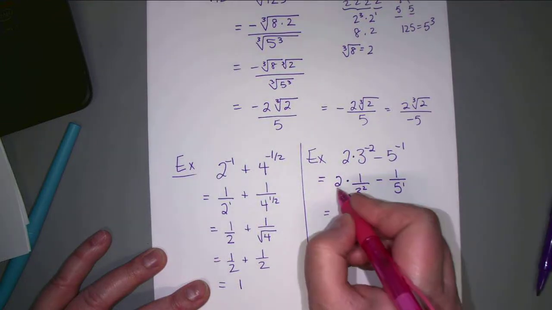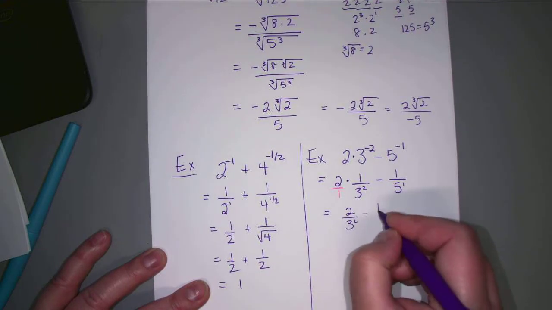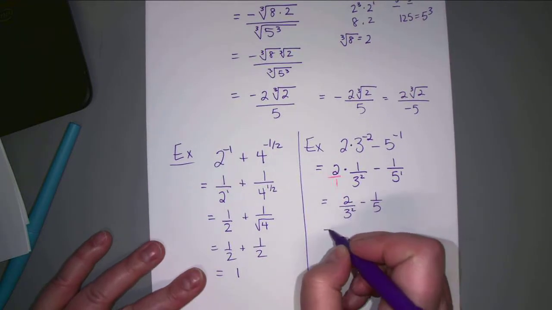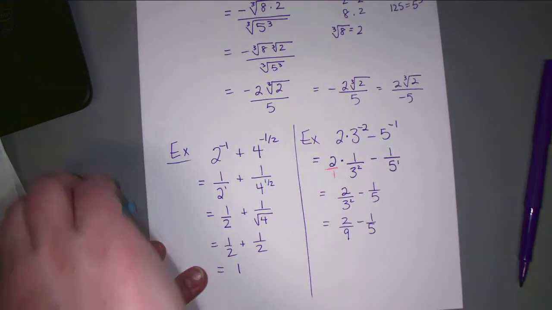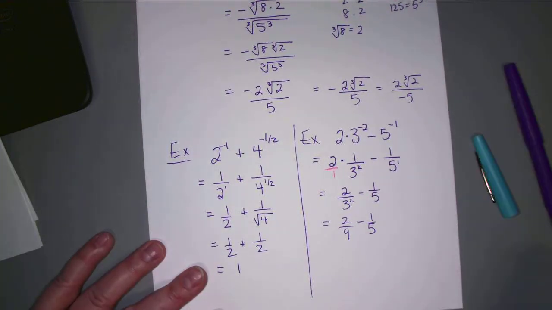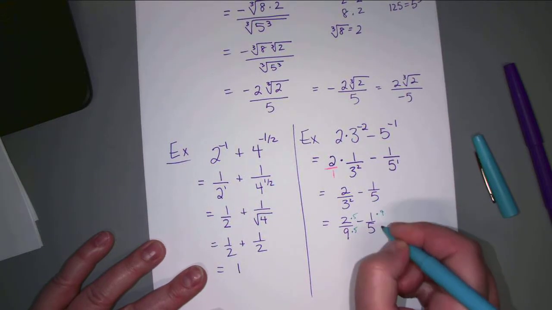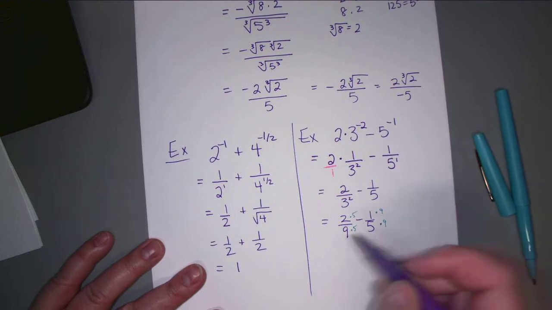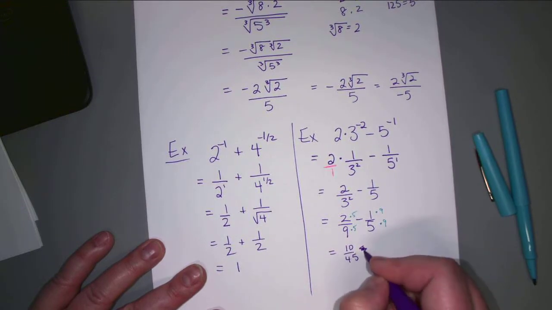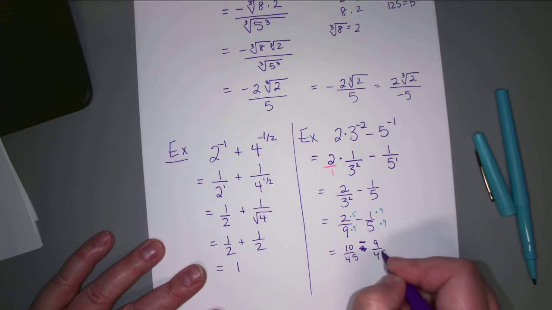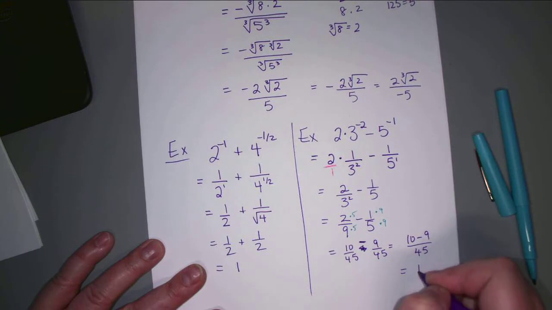That 2 is like a 2 over 1. You multiply the tops and you multiply the bottoms. You don't need to write over 1. This is 2 over 9 minus 1 over 5, and now you would need a common denominator. So common denominator of 9 and 5 would be 45. Multiply this one by 5 and this one by 9. So we would have 10 over 45 minus 9 over 45, which would be 10 minus 9 over 45, or 1 over 45.